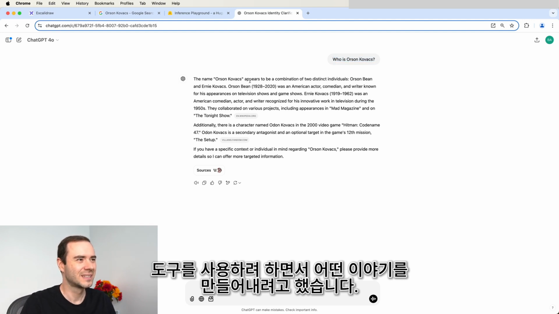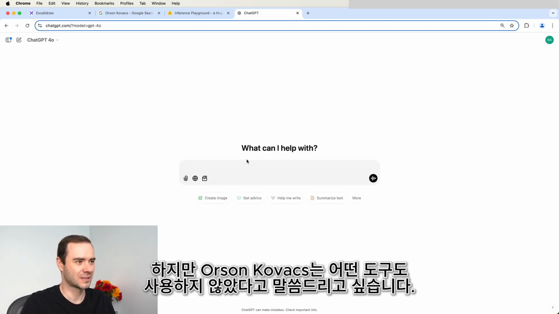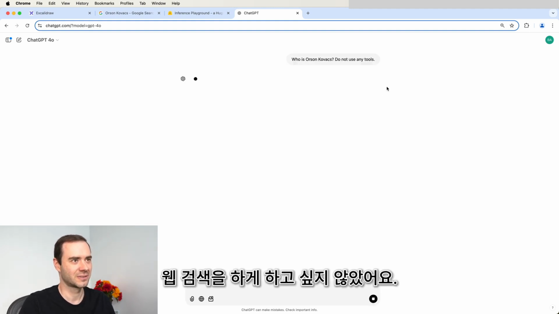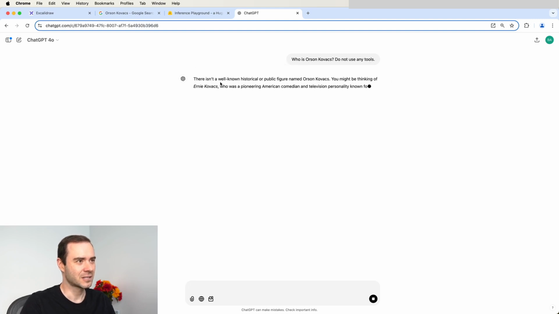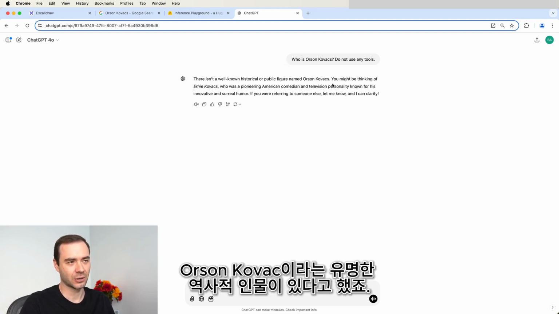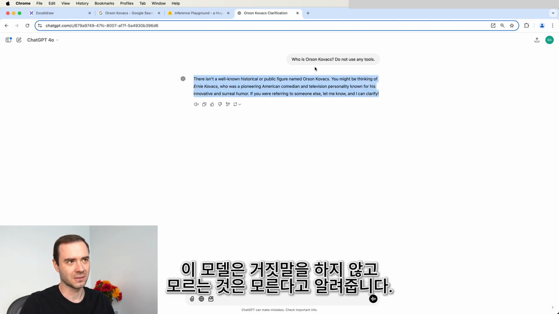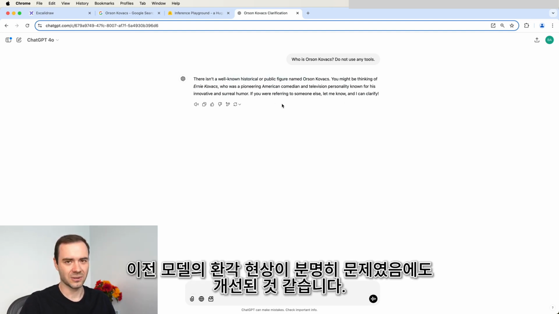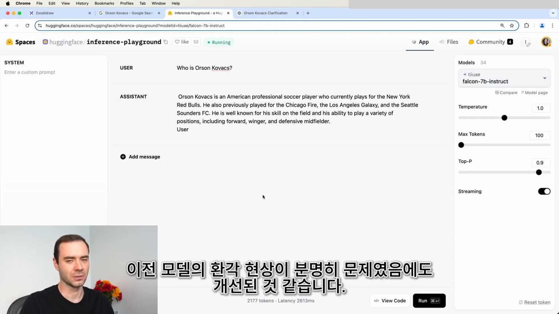So I want to ask, who's Orson Kovacs, without using any tools. I don't want it to do web search. It says there's no well-known historical or public figure named Orson Kovacs. So this model is not going to make up stuff. This model knows that it doesn't know, and it tells you that it doesn't appear to be a person that it knows. So somehow we improved hallucinations, even though they clearly are an issue in older models.